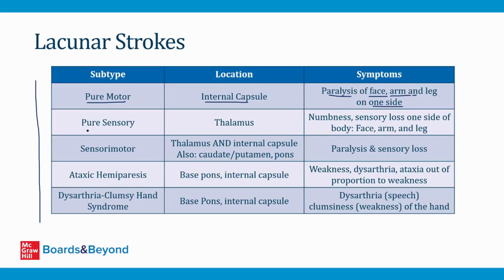Second type of lacunar stroke is a pure sensory stroke. This happens when you have damage to the thalamus. We talked about this earlier. This leads to a thalamic syndrome. So this can present with numbness and sensory loss on one side of the body, involving the face, arms, and legs. The third type is a mixture of the first two.